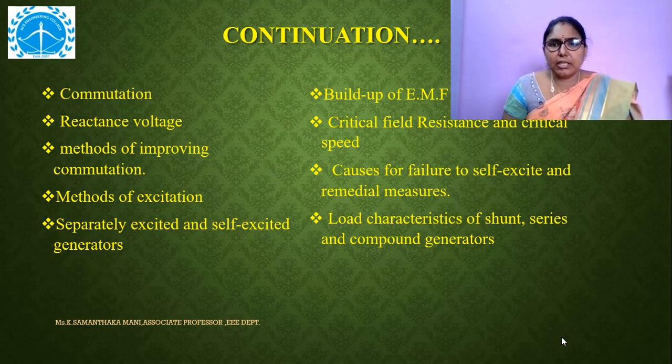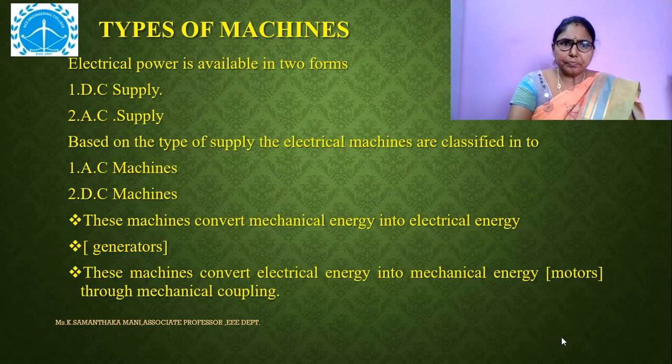And coming to the methods of excitation, we have different types of excitations like separately excited generators and self-excited generators, and how the voltage will be built up in this one, and what is the importance of the critical field resistance and the critical speed, and finally what are the causes for failure of self-excitation, and what remedial measures have to be taken to overcome this one, and what are the different load characteristics of different types of generators we are going to discuss in this one.